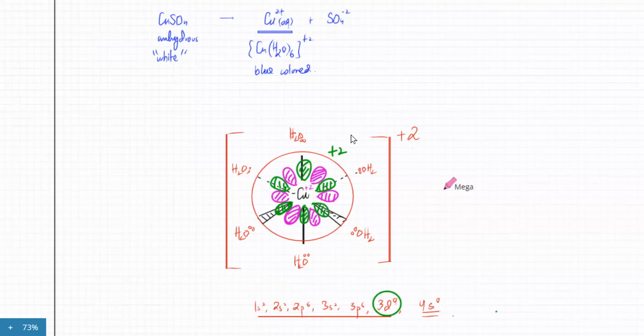We're running out of time, so we're going to discuss this in the next class. I just gave you an idea of what the complex would look like and where exactly the d subshell is. So I've just drawn this. We'll continue with this in the next class then. Okay, let's continue tomorrow.